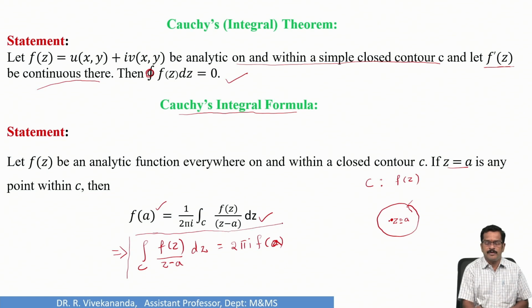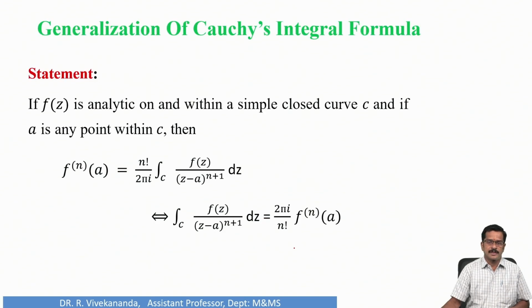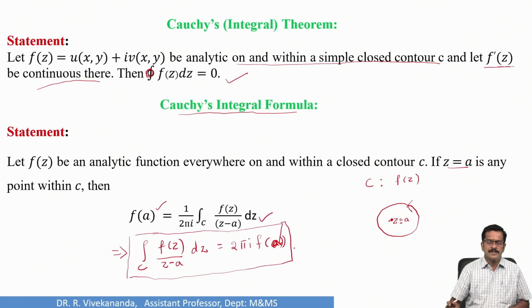Integration over c of f of z by z minus a dz equals 2 pi i into f of a. This is the way of finding the integration of the function where a singular point exists. Then we can use Cauchy's integral formula to evaluate the function value in that curve. With the generalized Cauchy's integral formula, if there are singular points, we apply this formula.